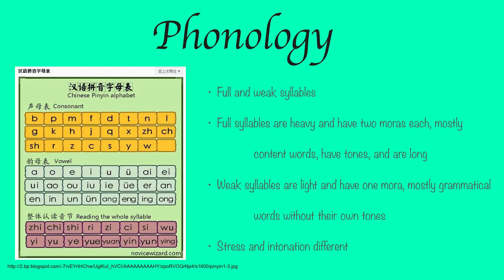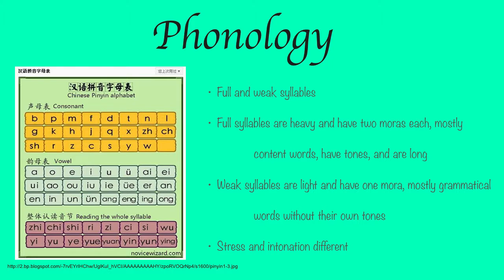Mandarin phonology is comprised of full and weak syllables, and I'm going to talk a lot about moras. Moras are a unit of phonology that determines the syllable weight, and in some languages it determines the stress or timing. Full syllables are heavy and have 2 moras each, are mostly content words, have tones, and are long, whereas weak syllables are light and have 1 mora, are mostly grammatical words, and do not have their own tones.